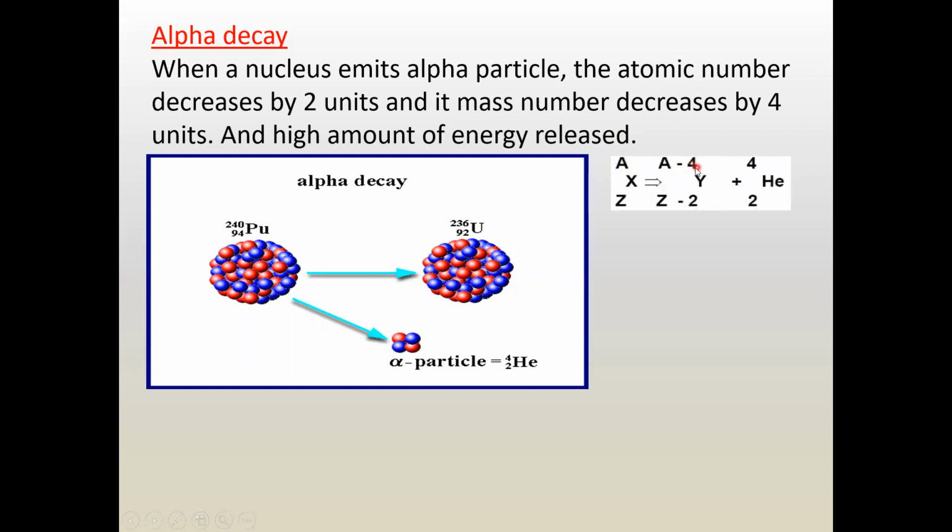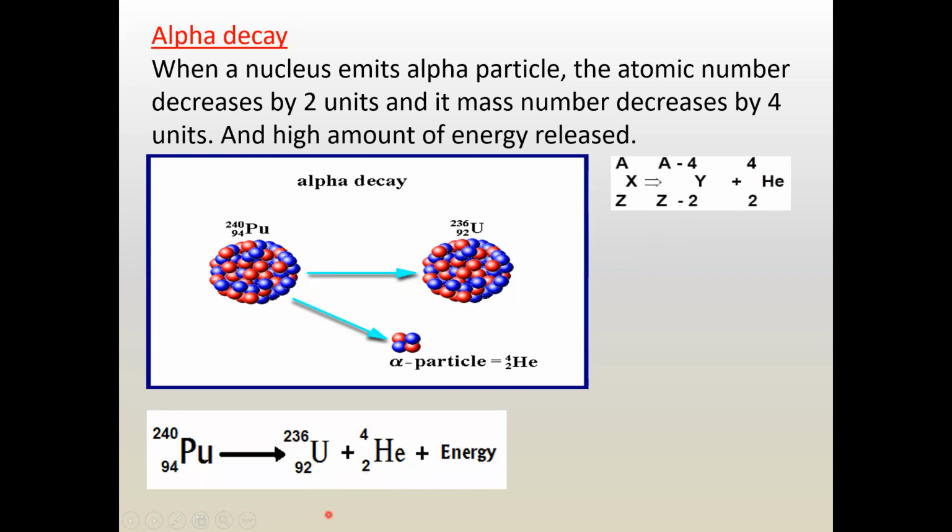The atomic mass will decrease by 4 and atomic number will decrease by 2, and this will be the symbol for alpha. So as you can see here, an element which is having a nucleon number 240 and atomic number 94 emits an alpha particle, or a helium nucleus. You can also use this symbol. Instead of writing He, you can also use the symbol for alpha.